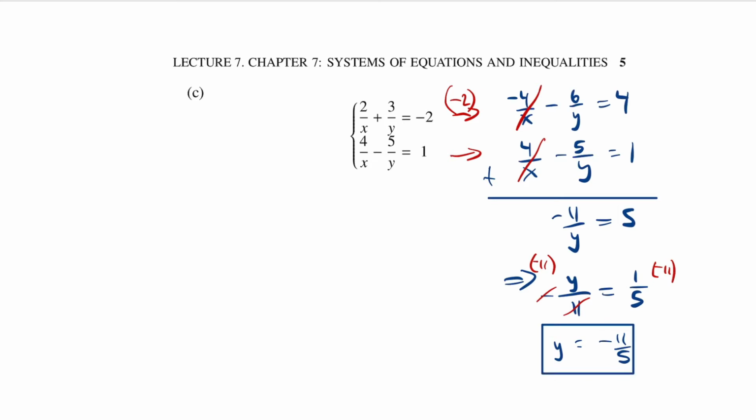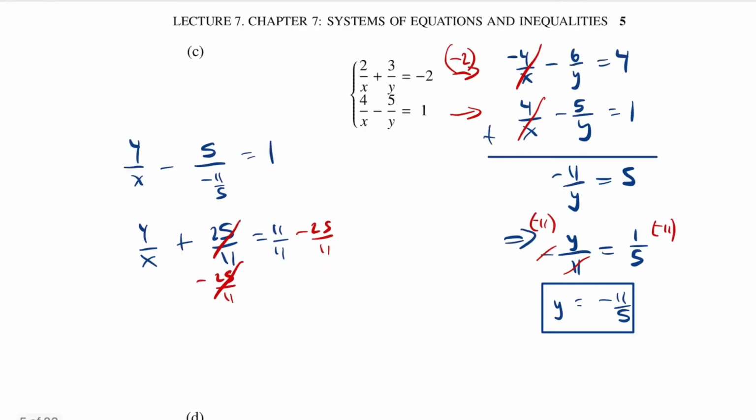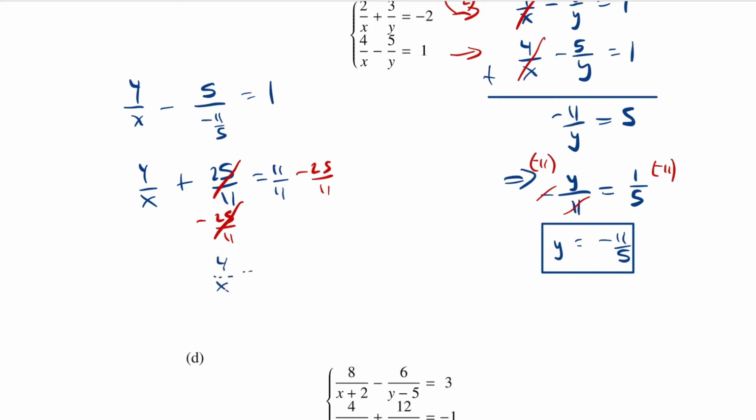All right, now you choose either of the two. I'll choose the bottom one. So if we substitute into the bottom, we're going to get 4 over x minus 5 over -11/5 is equal to 1. Double negative becomes positive. Multiply by the reciprocal, you get 4 over x plus 25 over 11 equals 1. Subtract 25 over 11. You can change the 1 to be 11 over 11. And so now we have 4 over x equals negative 14 over 11.